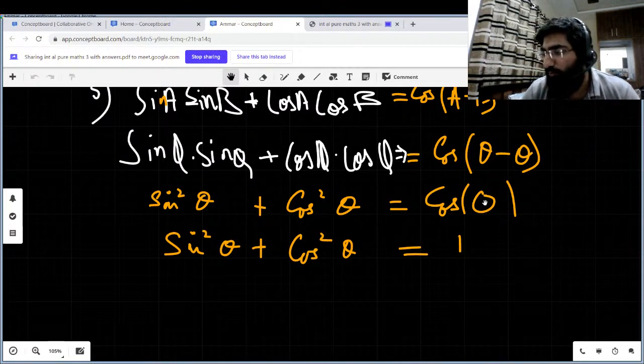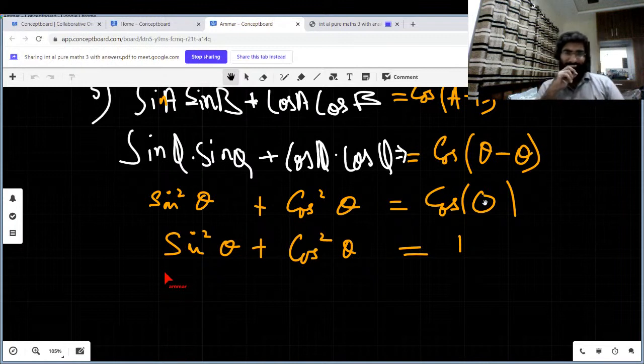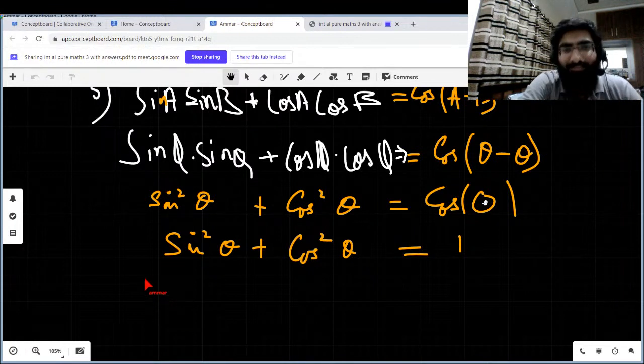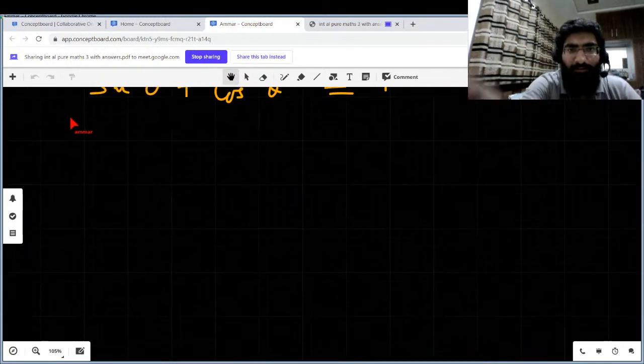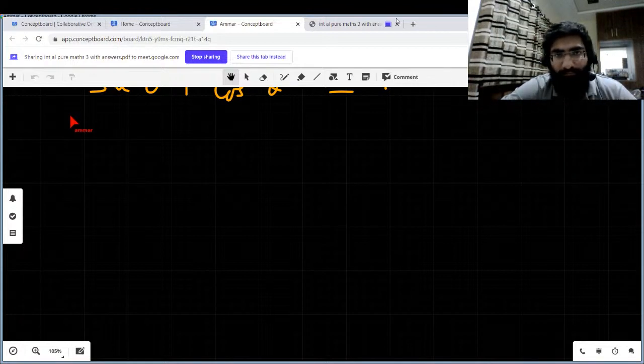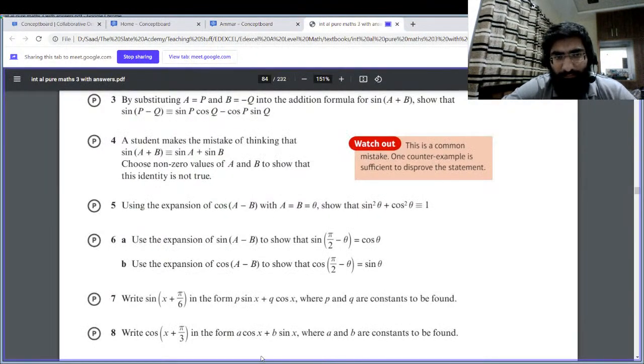Let's assume. Okay, 6A. Use the expansion of sine A to show that.